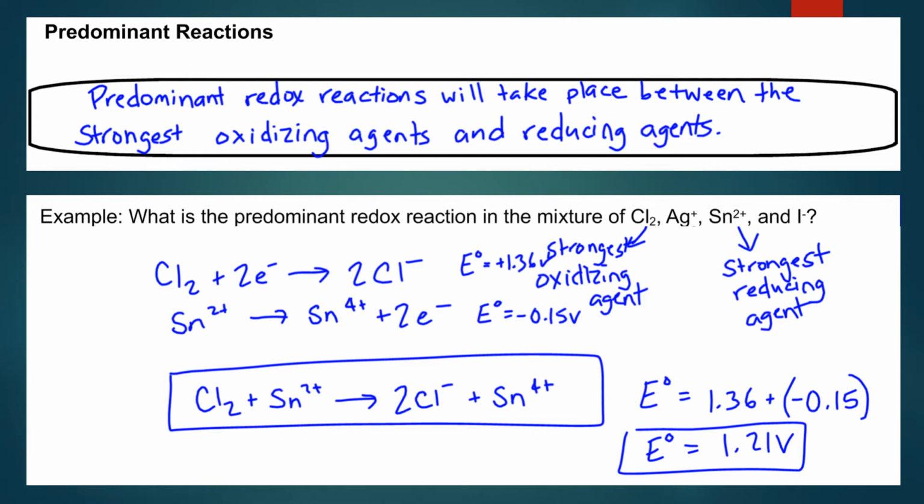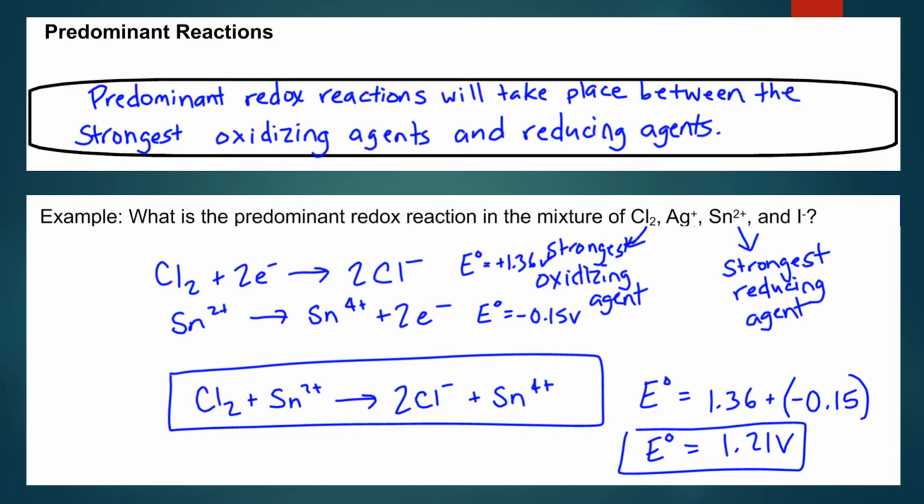Our strongest oxidizing agent is the chlorine, Cl2. The strongest reducing agent is Sn2+, on the bottom right-hand side of the chart. So we're going to write out those half reactions. I've got Cl2 plus 2 electrons gives 2 Cl negatives. Sn2+ goes to Sn4+ plus 2 electrons. With my standard reduction potentials, I have a positive 0.36 for the chlorine reaction and negative 0.15 for the tin. To calculate the full potential of the reaction, I add those together and I get 1.21.